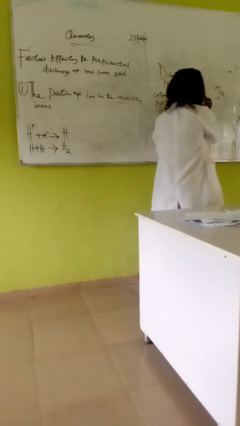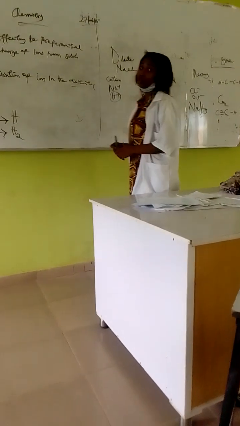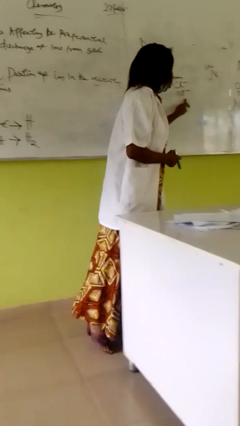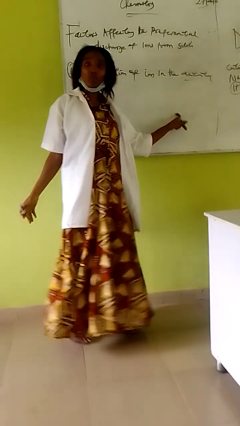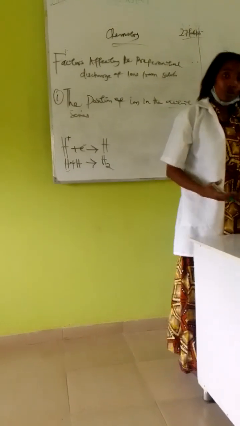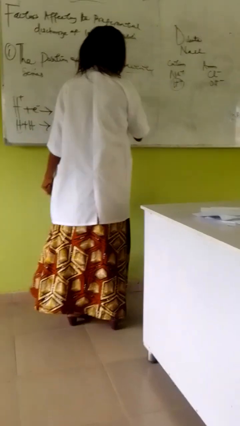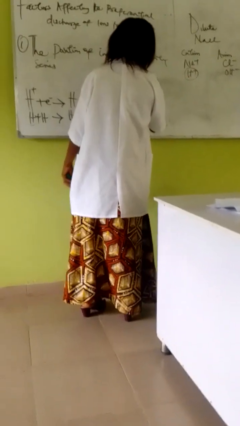While at the anion section, it will be hydroxide ion that will migrate to the anode. This is the oxidation reaction that will take place, because oxidation takes place at the anode. This is where we have loss of electrons.